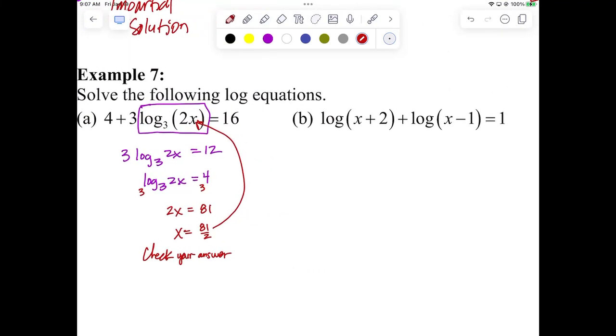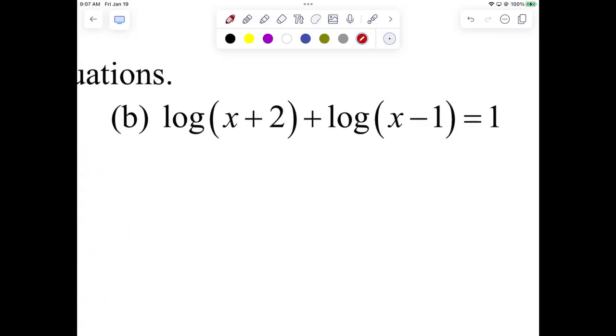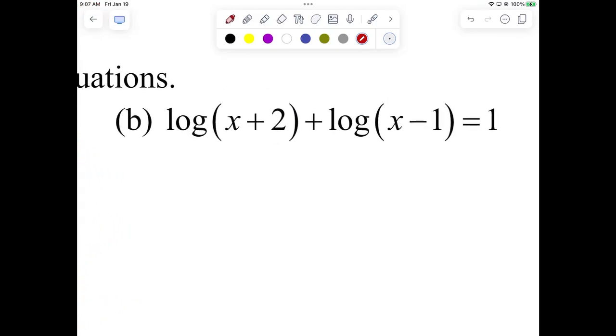All right, look at letter B. I want to isolate the log. Do I have the log isolated already on the left? Yes. Notice I said isolate the log. Is log plural? No, it's singular. How many logs do I have on the left? 2. Is it isolated? No, there's 2 of them. He has company. He's not by himself.